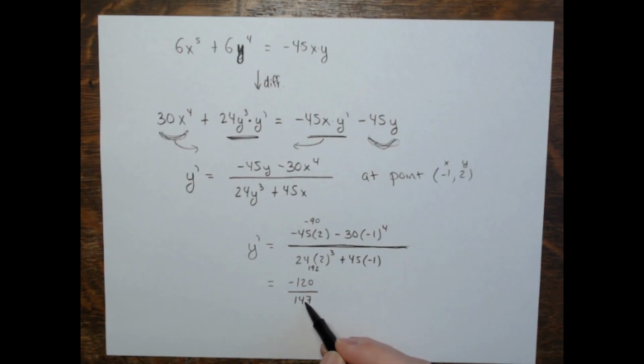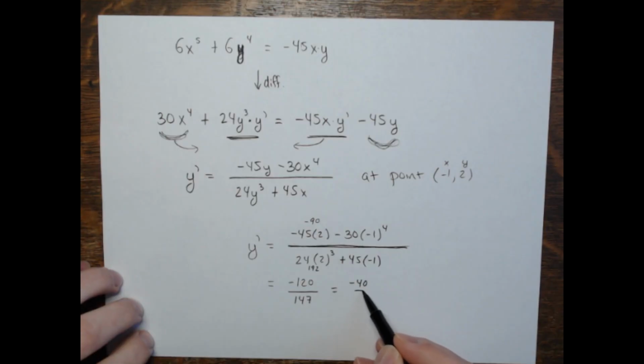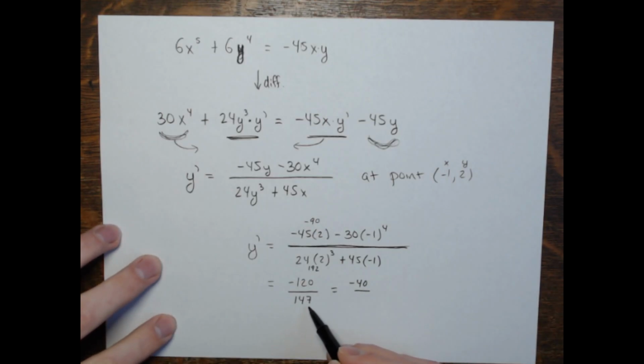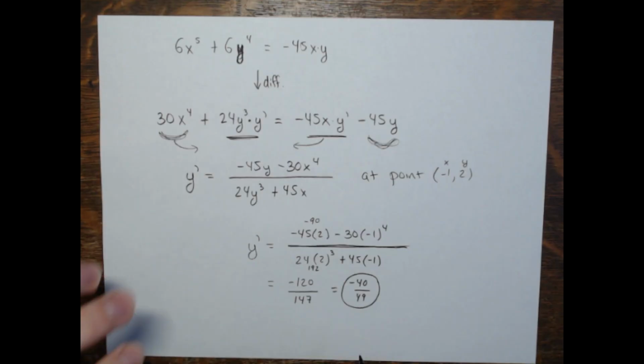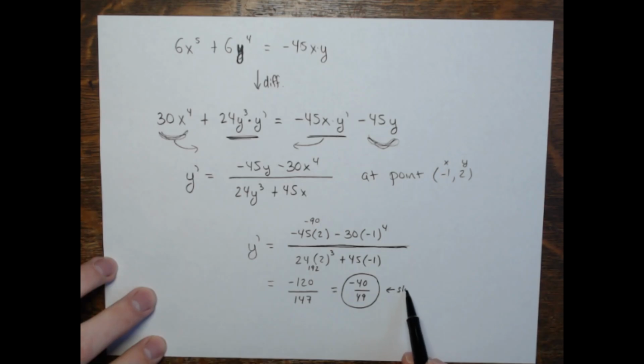And they have a multiple of 3 in common. It's 3 times 40. And this is 3 times 49. And 120 and 147. So there, that's as simple as that would get. So there's our slope, and that's all they asked for.